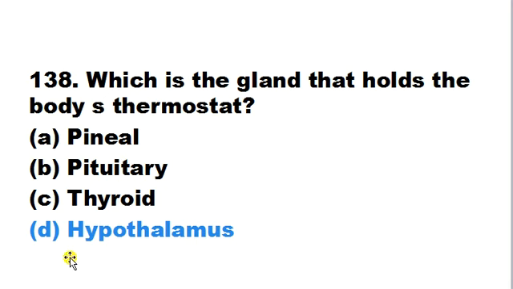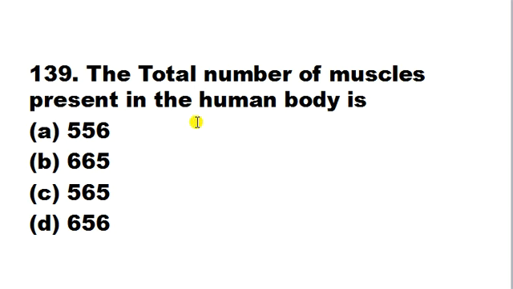Whatever your body's temperature is, what controls it? The hypothalamus. That's why it is known as the thermostat of the body. The total number of muscles present in the human body is 556, 665, 565, 656. Here the correct answer is D. 656 is the total number of muscles present in the human body.